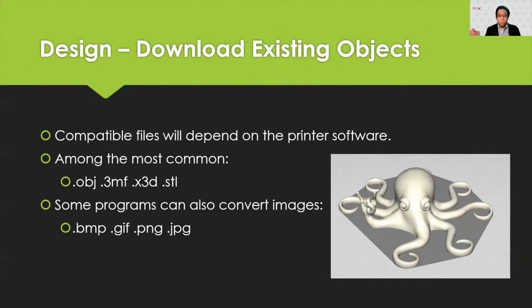So we can look on the internet for something that fits our needs. However, we need to download the correct files. Compatible files will depend on the printer software that we are using, but some of the most common are OBJ, 3MF, X3D, and STL. However, some programs can also convert image formats to something printable, like BMP, GIF, PNG, and JPG.